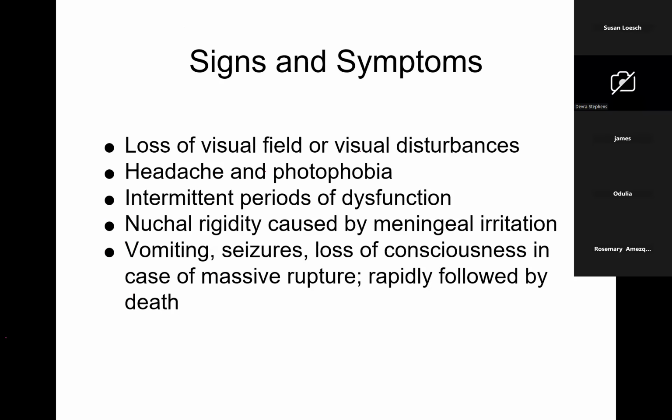So pressure on the optic chiasm or the cranial nerves causes loss of the visual fields or disturbances in vision. Mass or excessive bleeding can lead to the headache or tension on the blood vessels and the meninges. Leaks can cause things like headaches, photophobia, periods of dysfunction like confusion, slurred speech, weakness, and nuchal rigidity will continue to develop as the blood irritates the spinal nerve roots and causes muscle contractions in the neck.